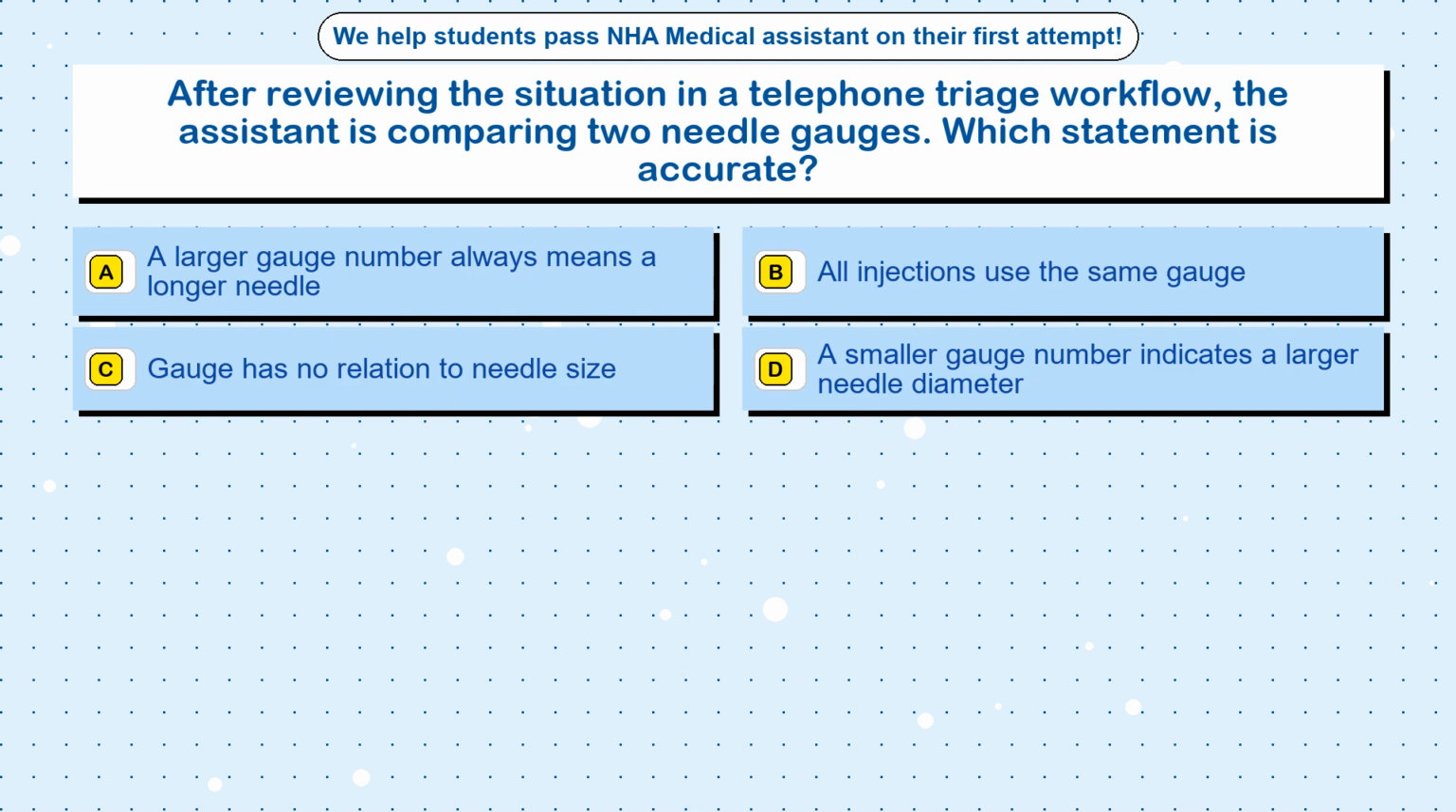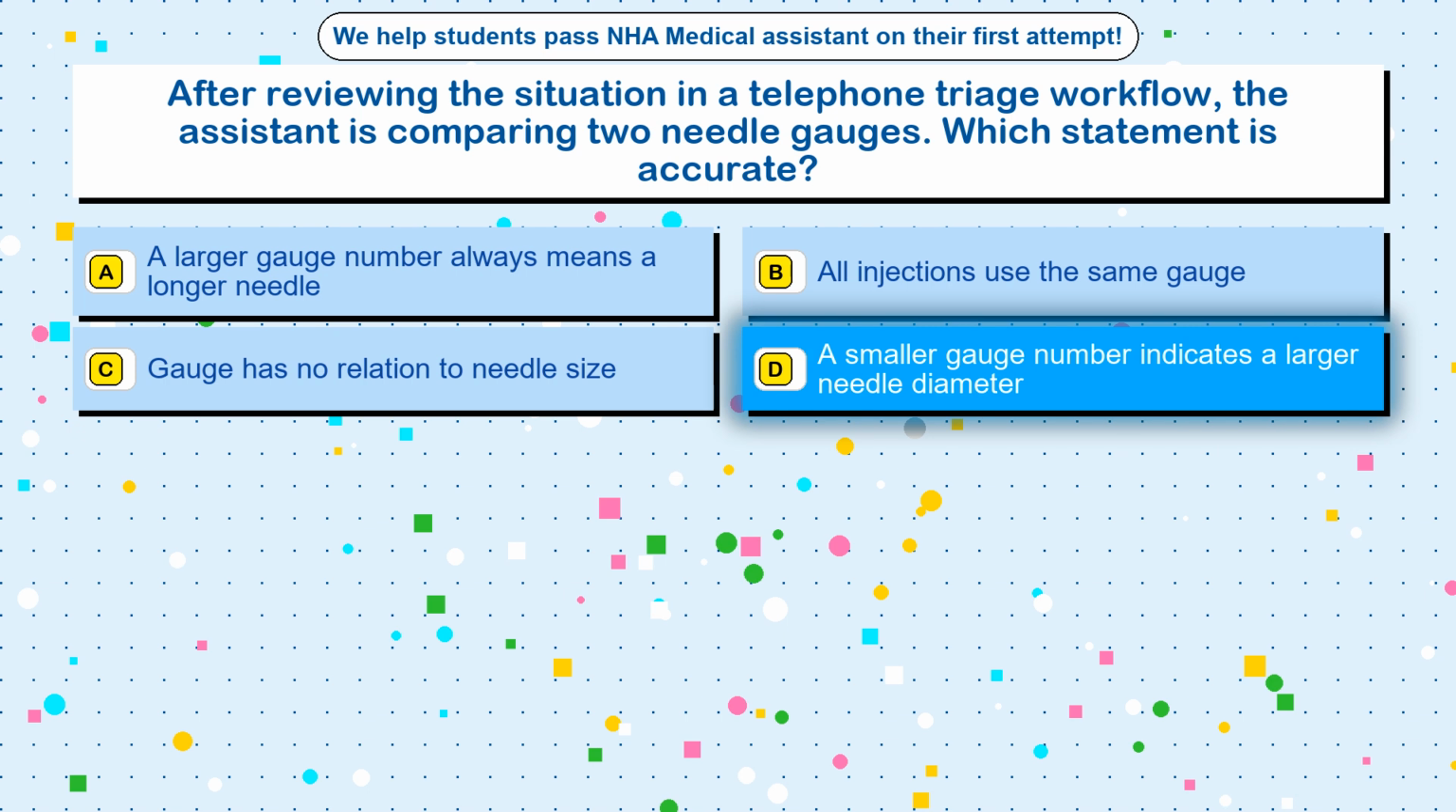Question 86. After reviewing the situation in a telephone triage workflow, the assistant is comparing two needle gauges. Which statement is accurate? Option A. A larger gauge number always means a longer needle. Option B. All injections use the same gauge. Option C. Gauge has no relation to needle size. Option D. A smaller gauge number indicates a larger needle diameter.